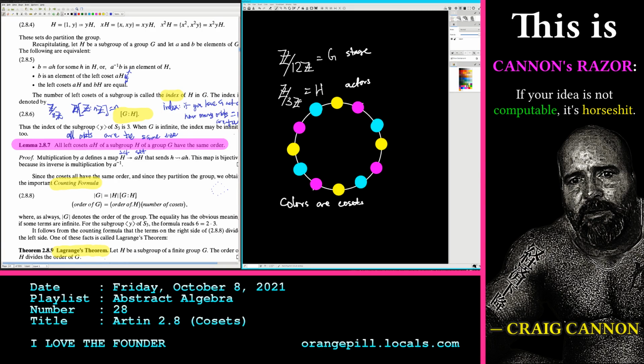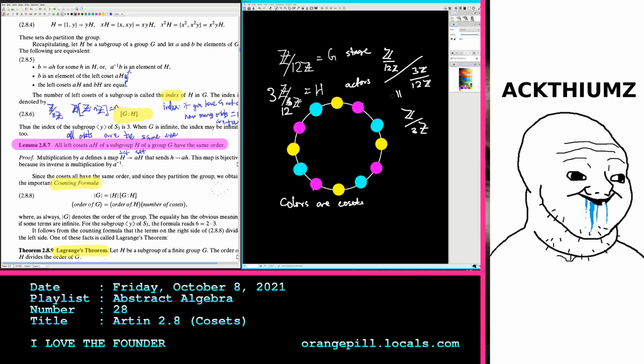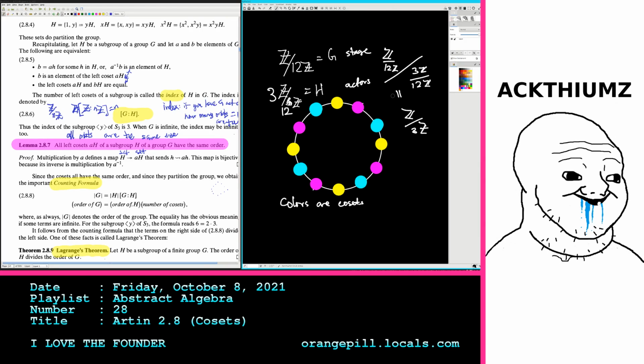No, my apologies, our actors are 3Z mod 12Z. That's my mistake. Our actors are 3Z divided by 12Z. So we have Z mod 12Z divided by 3Z over 12Z, and somehow we end up with Z over 3Z. That's why this quotient notation kind of makes sense. 3Z over 12Z is our actors, and so we take our stage and divide out by our actors.